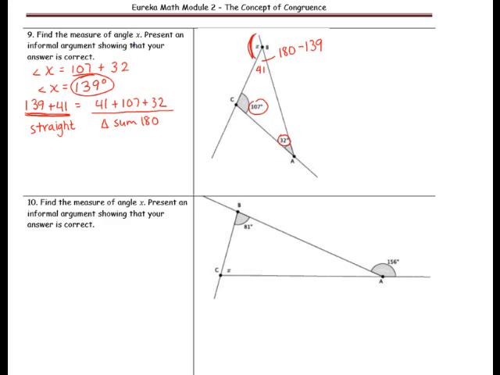The exterior angle is equal to the sum of the remote interior angles. So we have 156 degrees, take away 81 degrees, and that is equal to the other remote interior angle, which is 75 degrees.